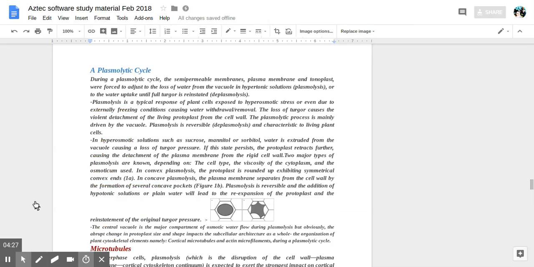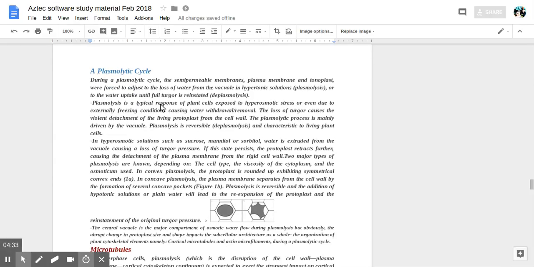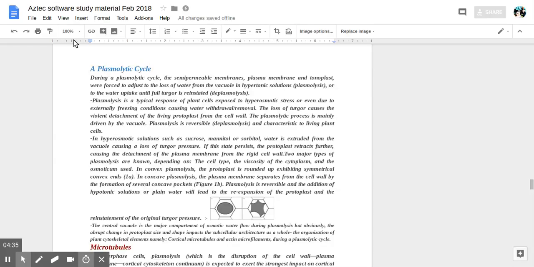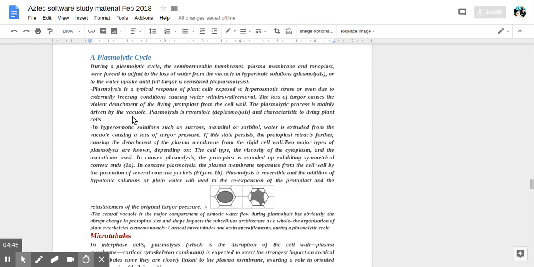So we're continuing with learning about diffusion, and this is the plasmolytic cycle. I went and looked up plasmolysis, and we got a little more information about it. Go ahead, Ruben.